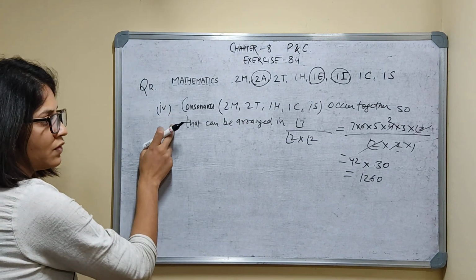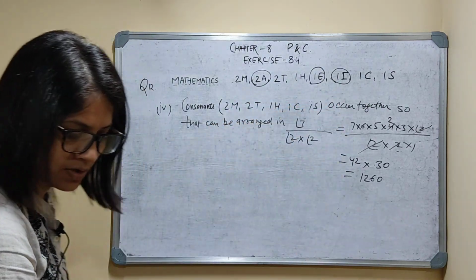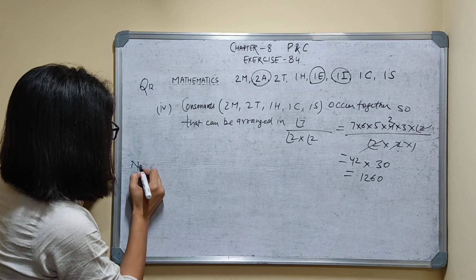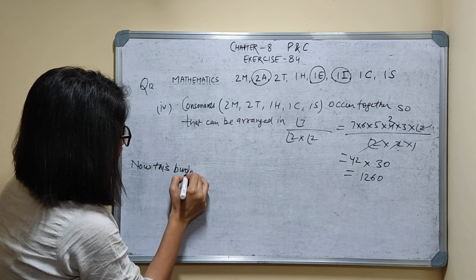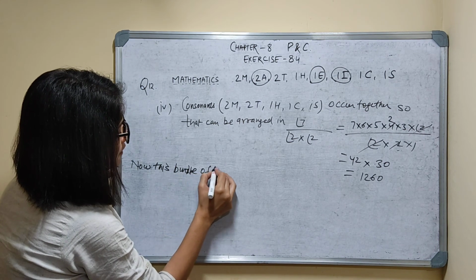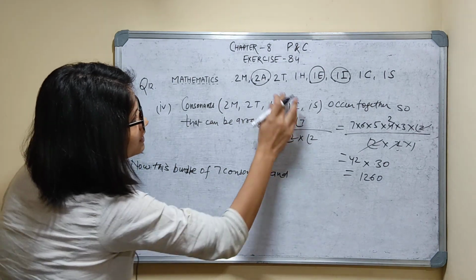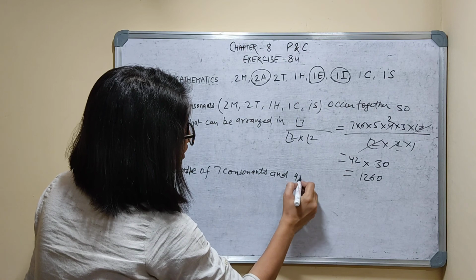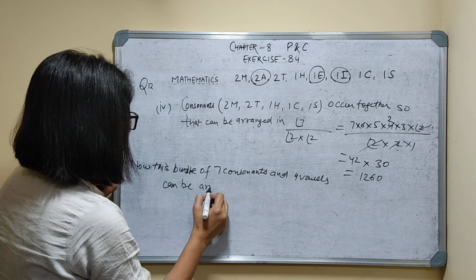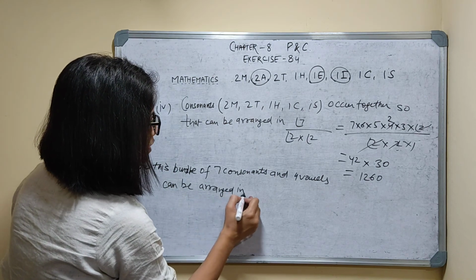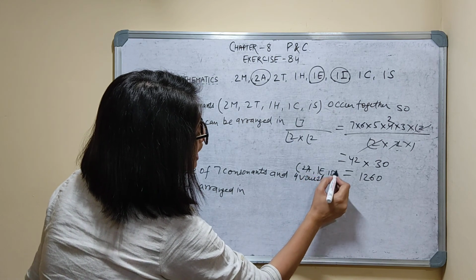Now this bundle of consonants, 7 consonants, and how many are remaining? 2A, 1E, 1I. So now this bundle of 7 consonants, and how many vowels are remaining? 2A, 1E, 1I, and 4 vowels can be arranged. 4 vowels, so 2A, 1E and 1I.